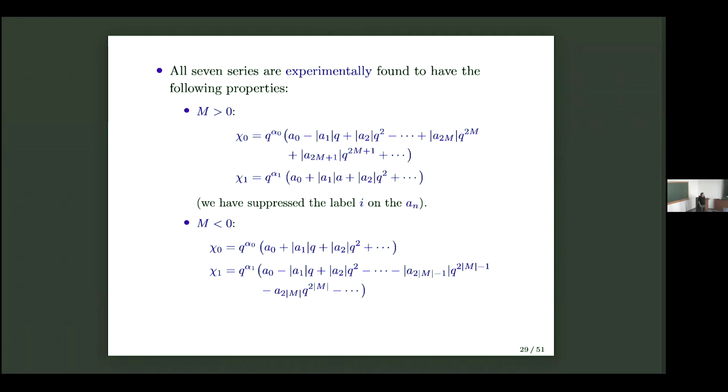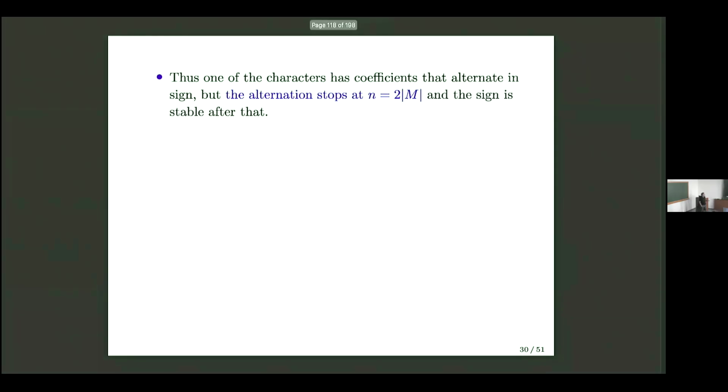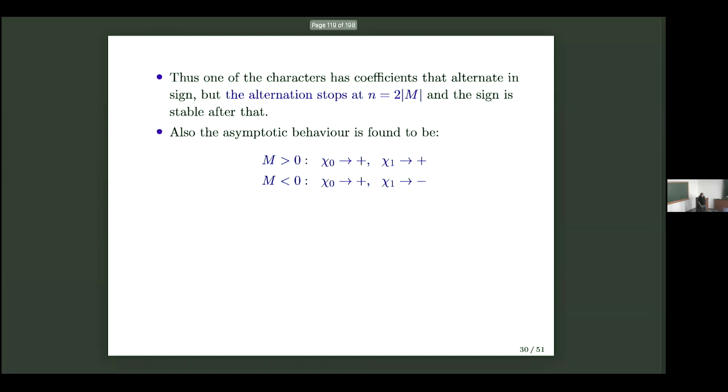So for positive m, this is what you get. And you see that it goes plus to infinity. For negative m, this guy is good. And this one alternates till 2m minus 1 and then remains negative all the way to infinity. So the question is, these are the empirical facts, verified only for any m that you want to pick, but now we need to prove it. So this is the statement.